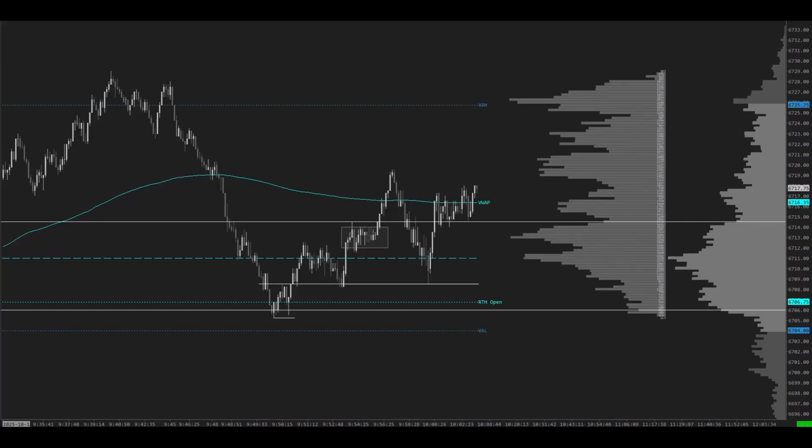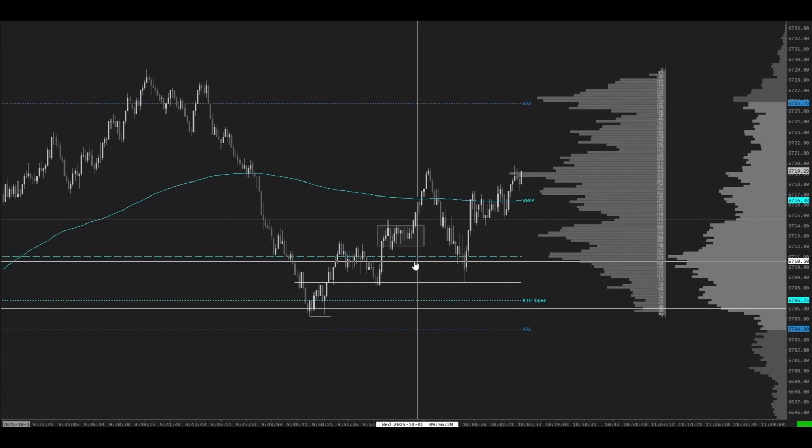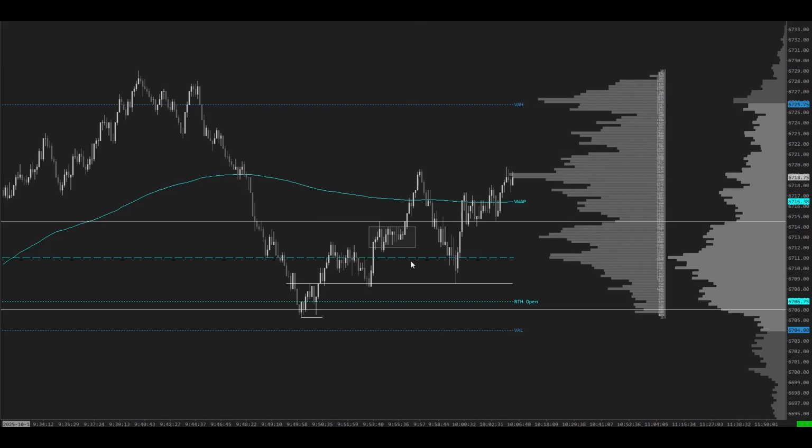Let me speed this up again. All right, so it came back down. Yeah, I didn't even realize. I just drew this to show that this was a trade setup, but apparently it back tested it yet again. I mean, it really just proves the way the market is, you know.